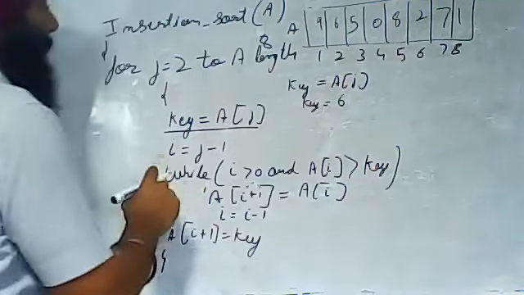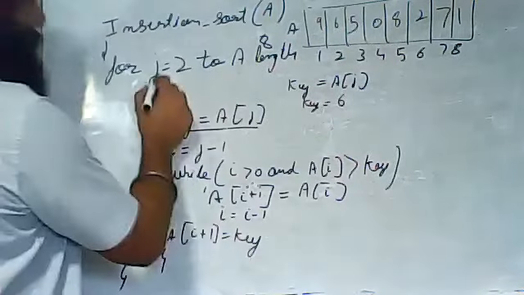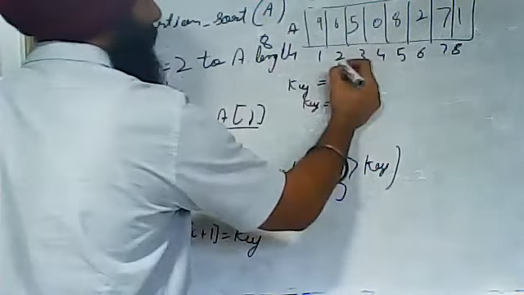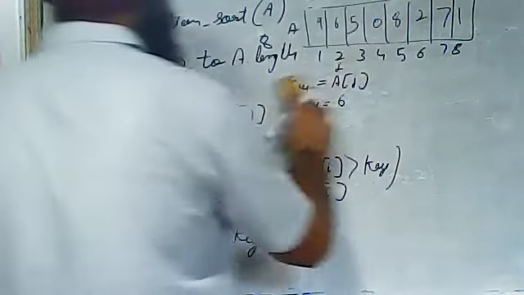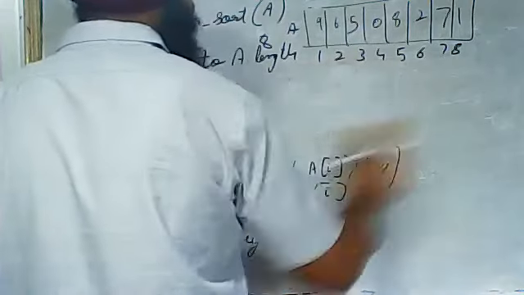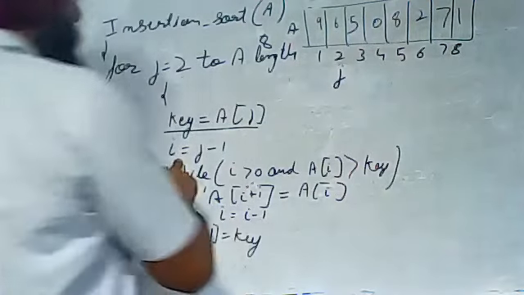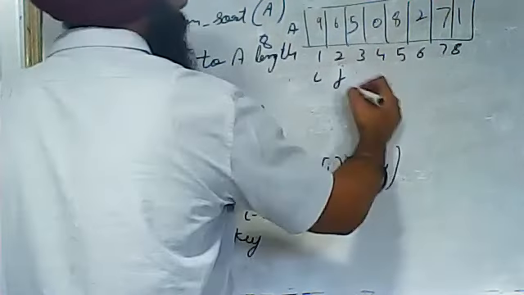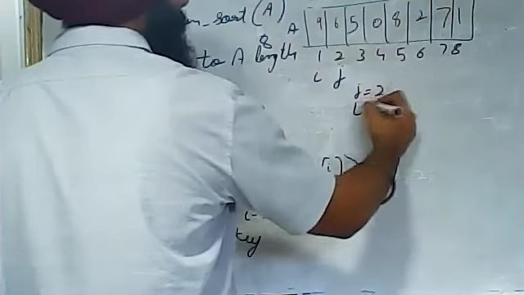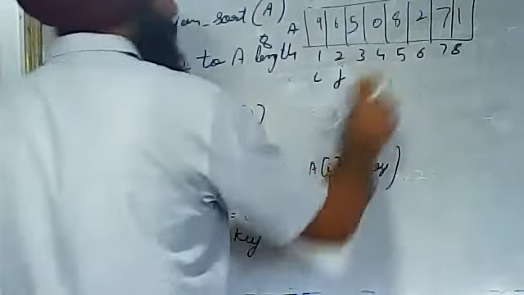Now we will compare it. We will also take I. What is I? Here we have written j equals to 2. So this one is j. Let me write it clearly. This one is j, and what will be the value of I? I is the previous element, because I equals to j minus 1. If j is 2, I will be 2 minus 1. Okay, so this is I.